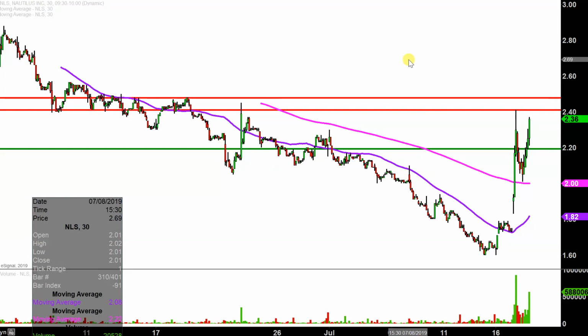All in all, though, anyway, look at it. Great movement, great volume, and now just a question of can the price build upon this momentum going forward?